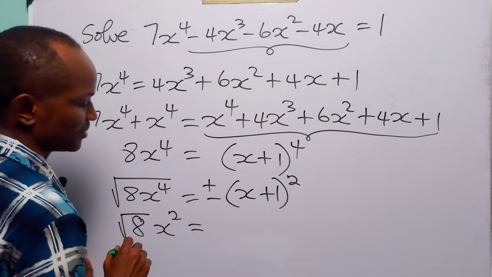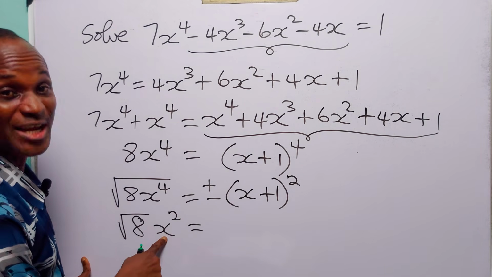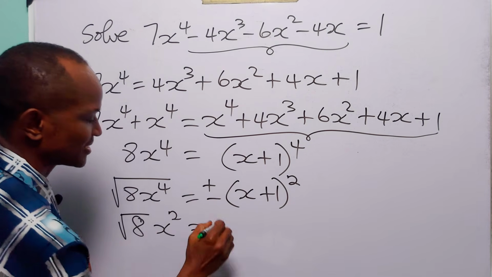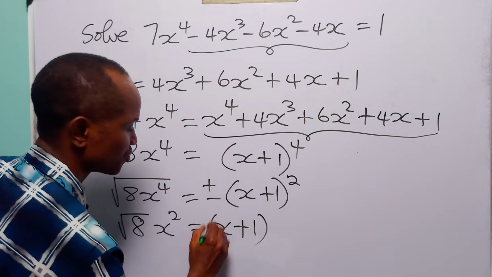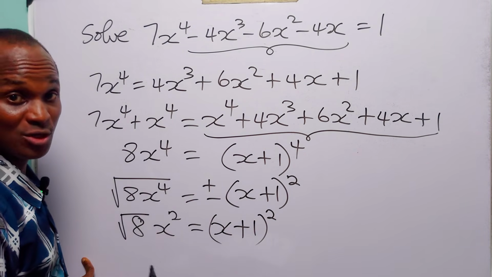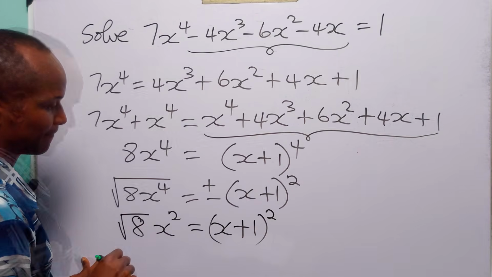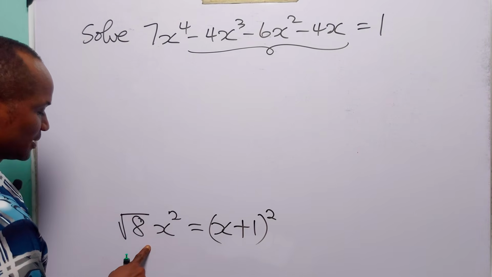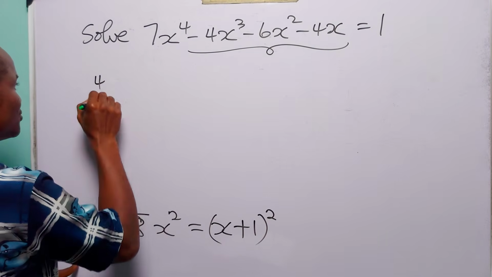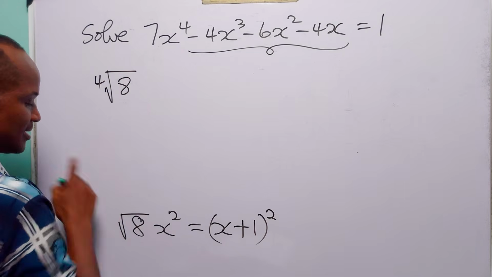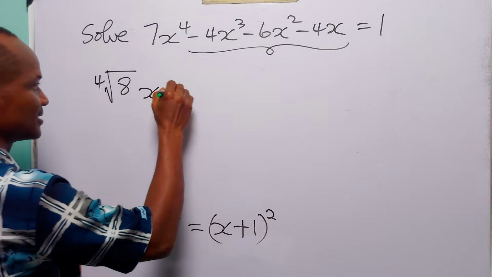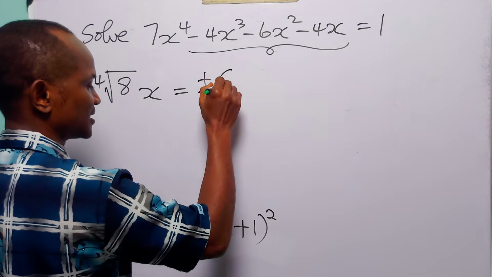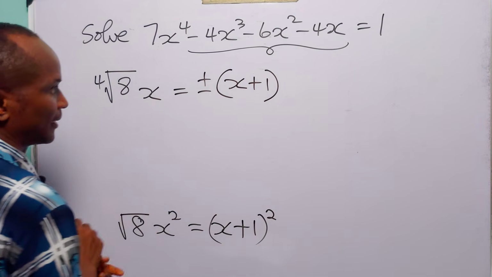This is equal to, now you know that the square of a real number cannot be negative. So on the right-hand side we have (x + 1)^2 because we are only looking for real values of x. And once more, we take the square root of both sides of the equation. On the left-hand side, we now have the fourth root of 8 times x. This is equal to plus or minus the square root of this, which is x + 1.